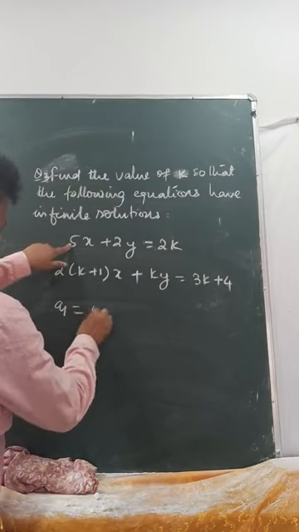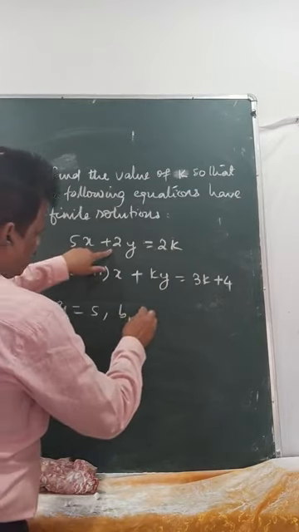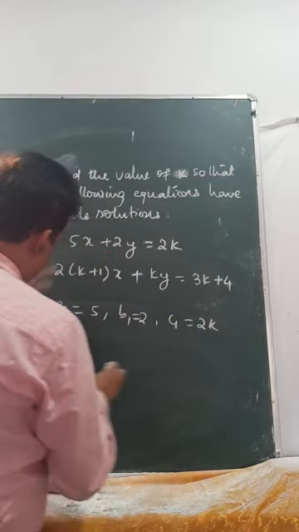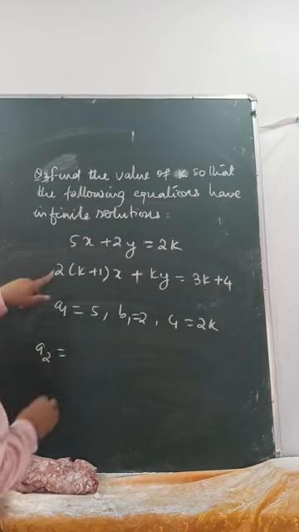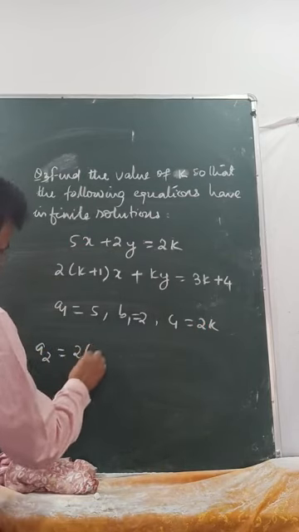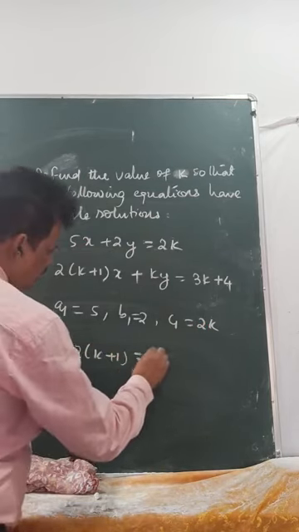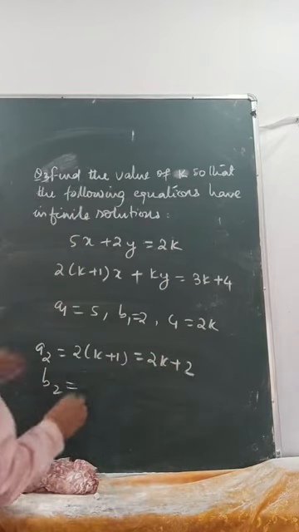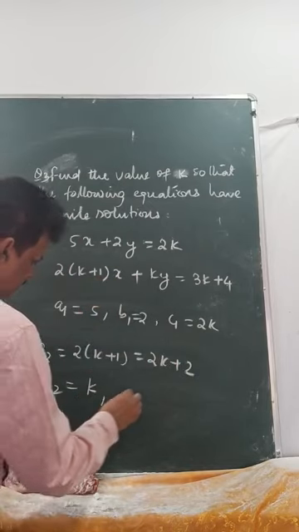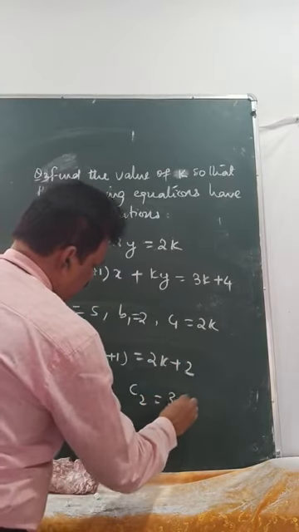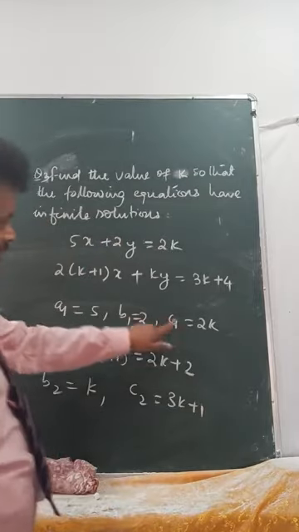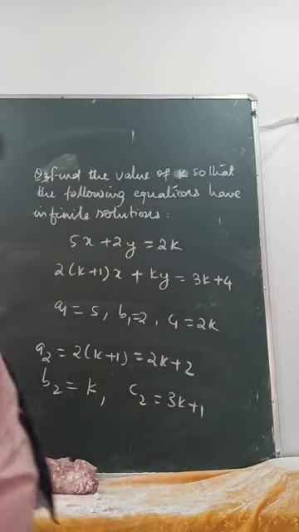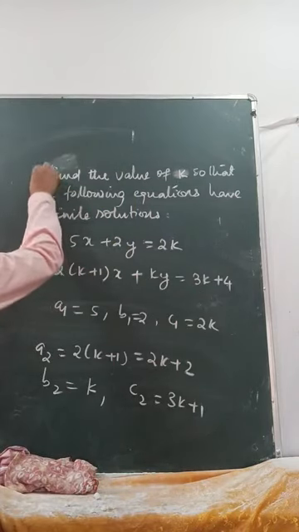a1 is 5, b1 is 2, c1 is 2k. What is a2? 2 into k plus 1, you write 2k plus 2. b2 is k. c2 is 3k plus 4. So look at the previous question and again try to solve this. Another question I am taking. The more you practice, the easier it is for you.